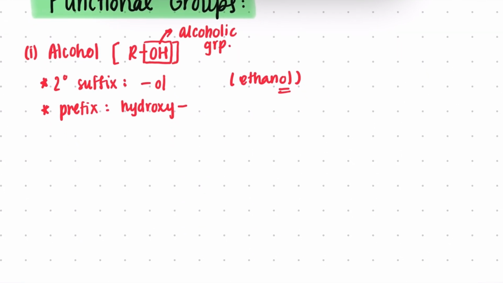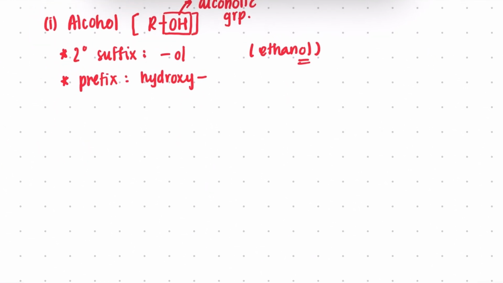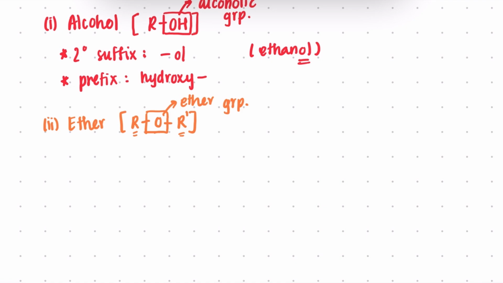So that's pretty much it about an alcohol. Now let's get on with the second type, ethers. Our ethers are represented in this form, where there's an alkyl group, an oxygen, and another alkyl group. This oxygen right here is what we call an ether group. And that's what really tells us that this compound is an ether.